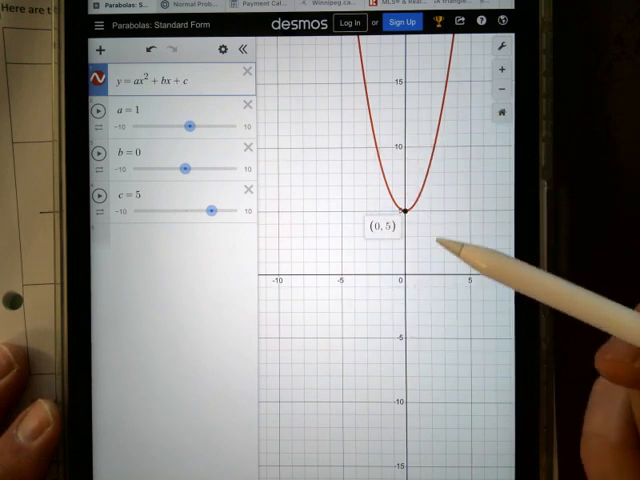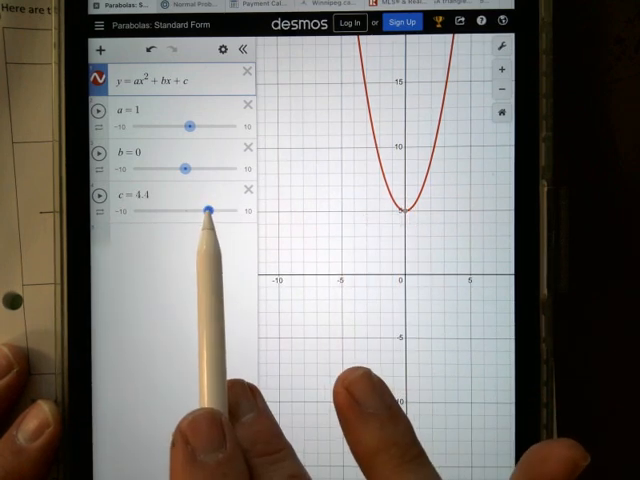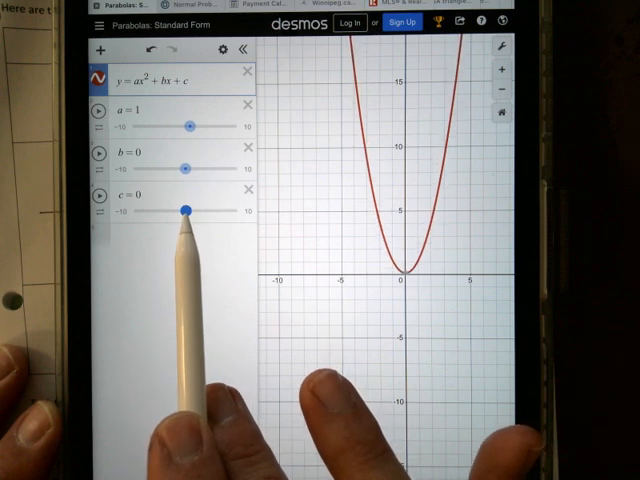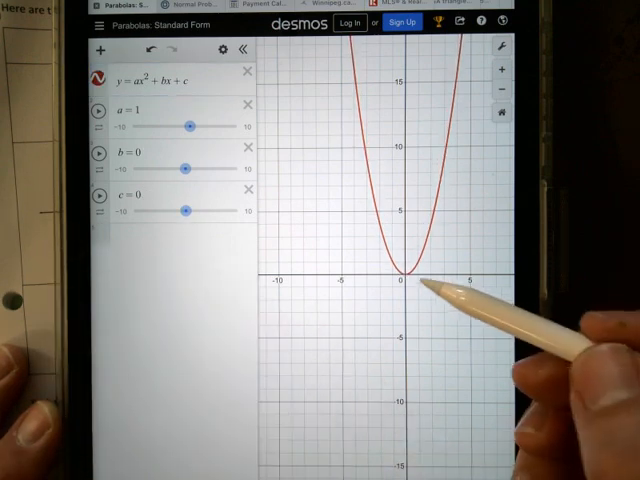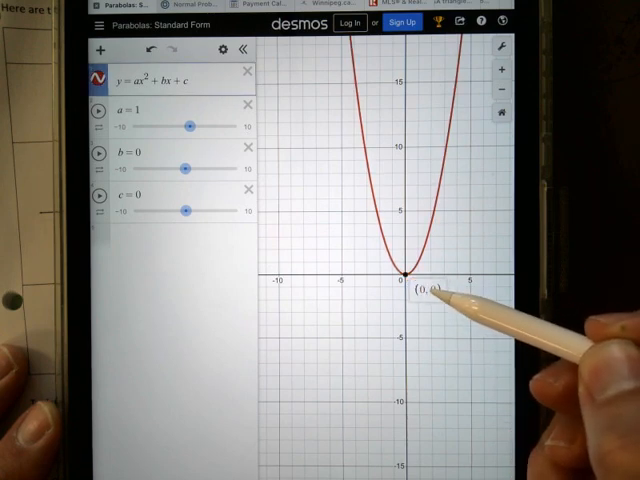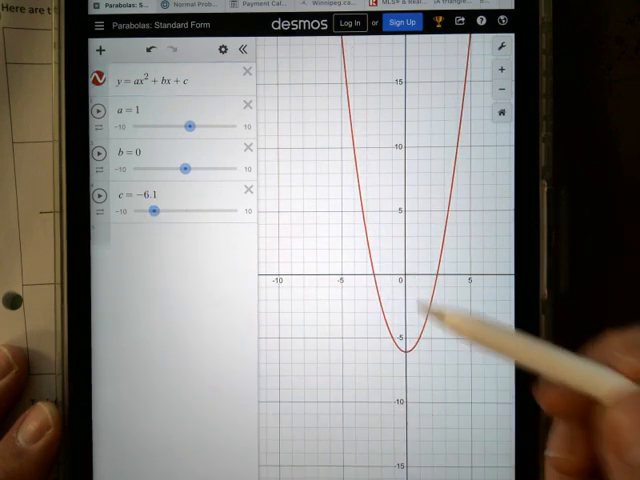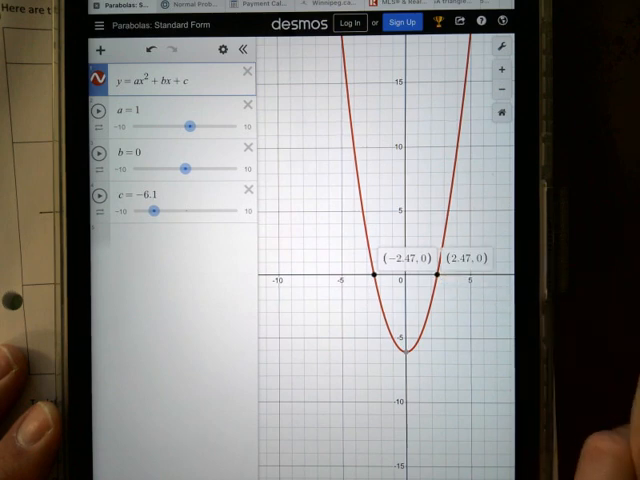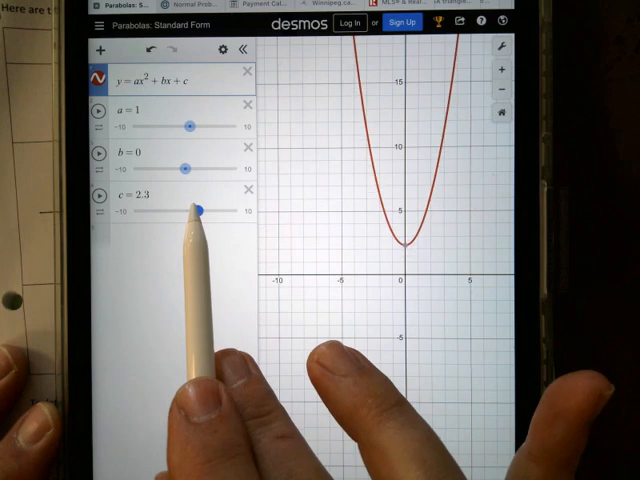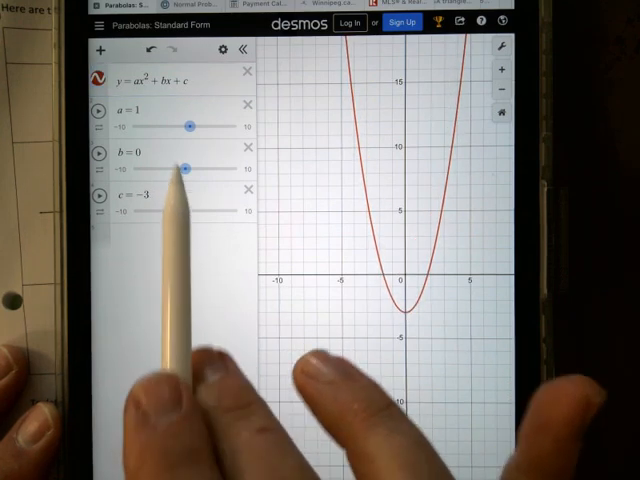You see that? But if I were to change c, c is the one that shifts the whole thing up and down. If I were to shift it to 0 right there, there's actually right now 1 x-intercept exactly. But if you were to shift it even further down, how many x-intercepts do you have now? There's 2 there, right? So a parabola can have none, it can have 1, or it can have 2.